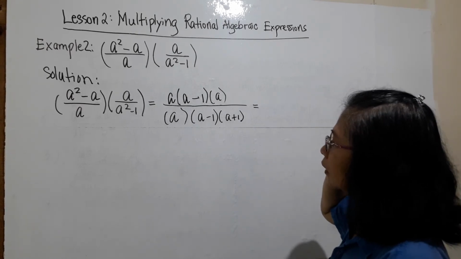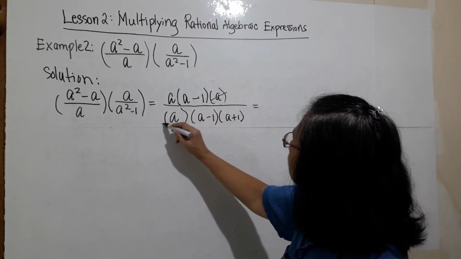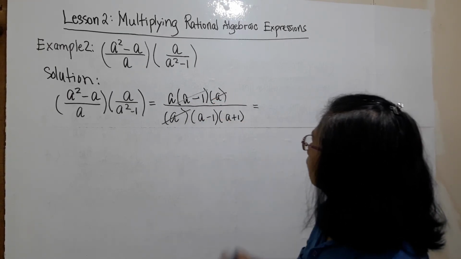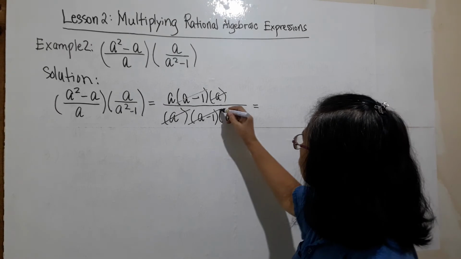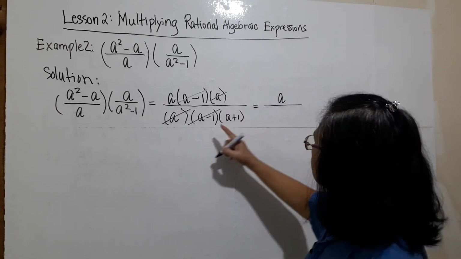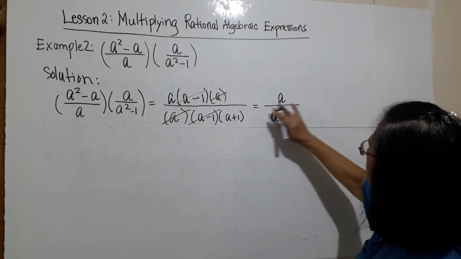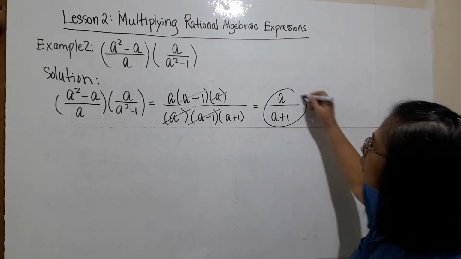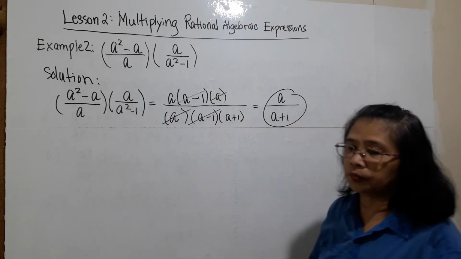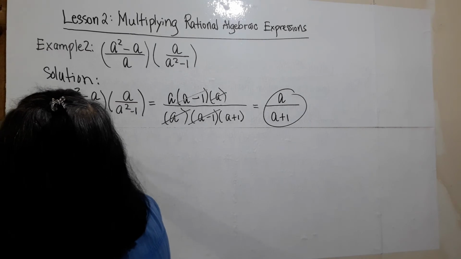I think we can apply cancellation. Here we have a. Then we have here a minus 1 and a minus 1. What are the terms left in the numerator? It's only a. What about in the denominator? We have a plus 1. So this is now the product of the two expressions in example number 2. Let us have example number 3.